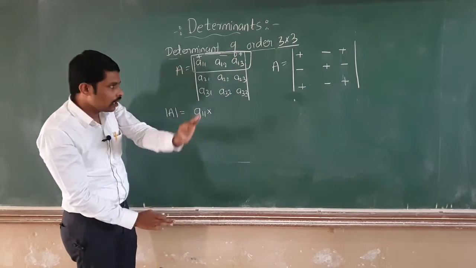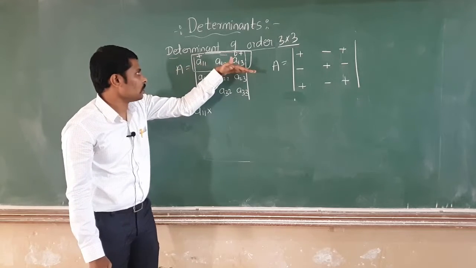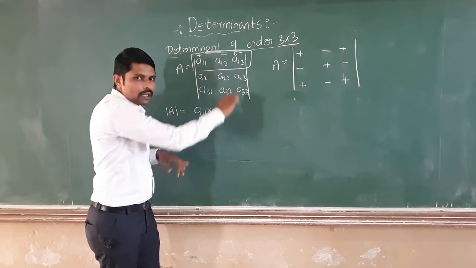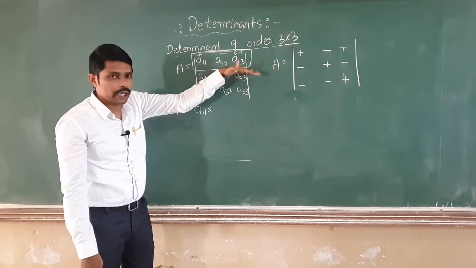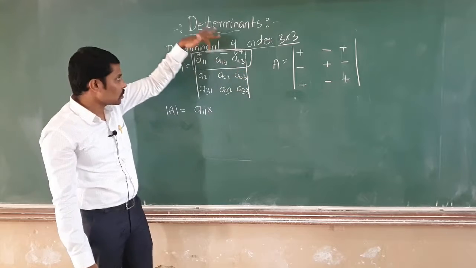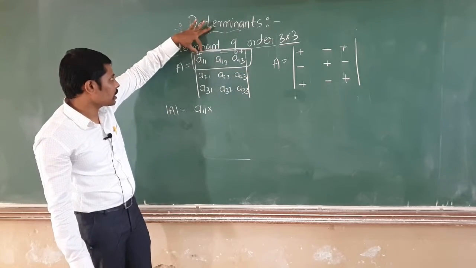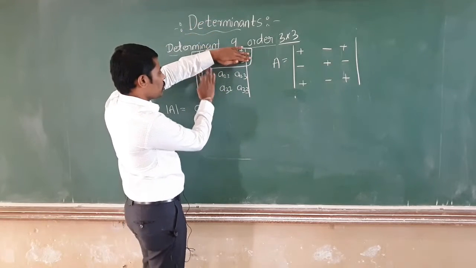I will repeat. First, remember, if you want to expand along the first row, the sign convention is plus minus plus. Remember, we have to consider the sign convention only for the row we are expanding. I am considering along the first row, so it is plus minus plus. Consider the first element with sign, that is plus A11. Delete the corresponding row, corresponding column, what you will get?